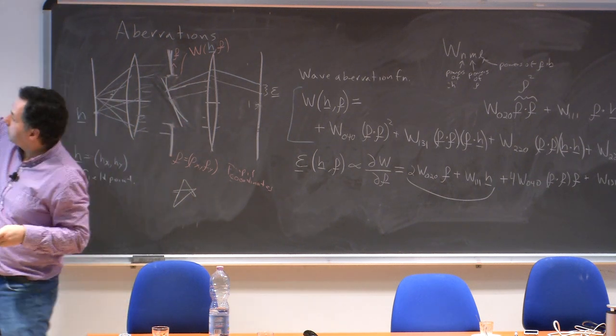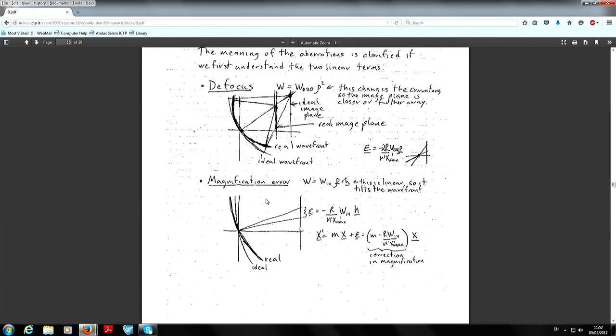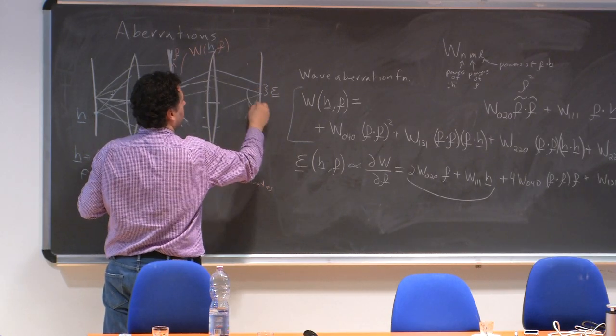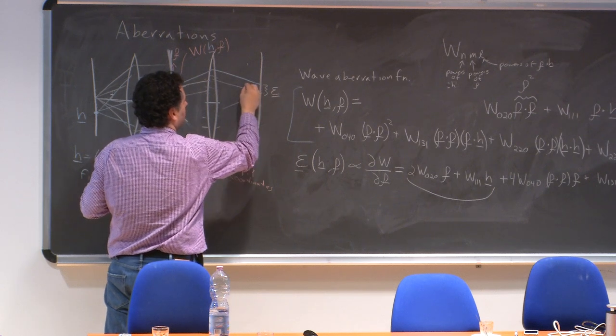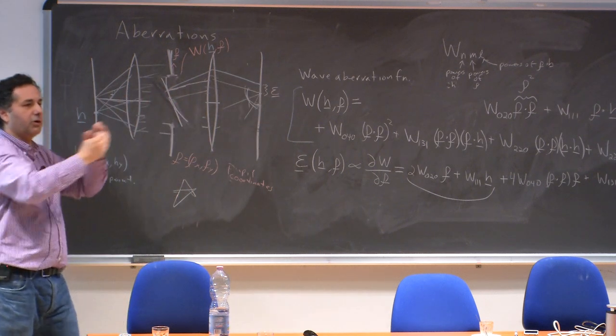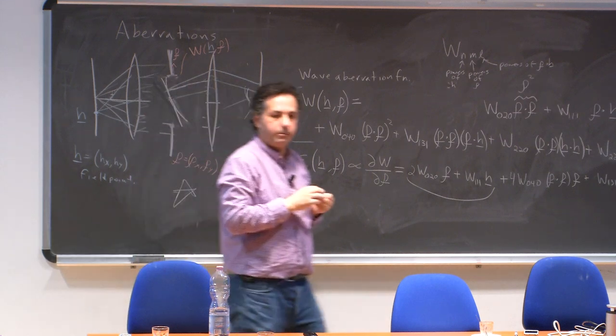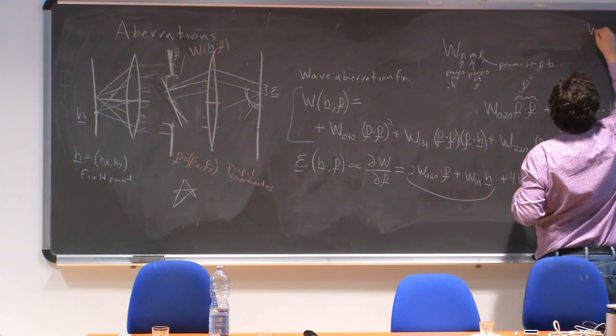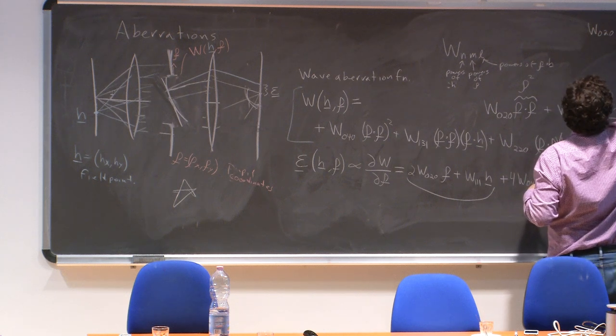So this is called defocus, and it causes the wavefront to be a bit more curved or a bit less curved as you're approaching the intended point here, so rather than having this curvature, it has a tighter or a more loose curvature, and then you're not focused where you should. So this one's called W020, is called the focus.